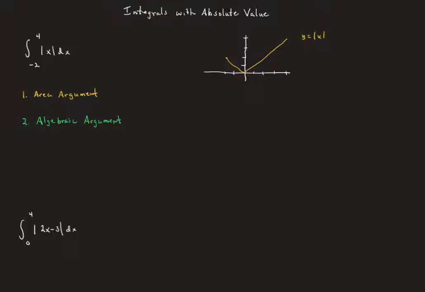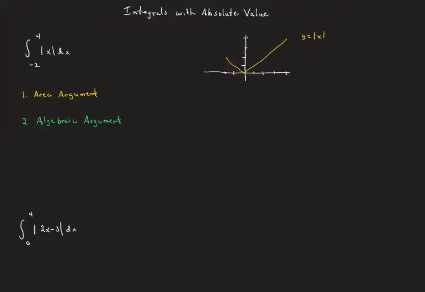So first, integrals with absolute value. We're going to look at the integral from -2 to 4 of the absolute value of x dx. Now, on simple ones like this, an area argument I think is going to be the most efficient. There are some that will get more complicated, as we'll see a little bit later, that could require you to do an algebraic argument, so we'll talk about that as well. So first, the area argument.